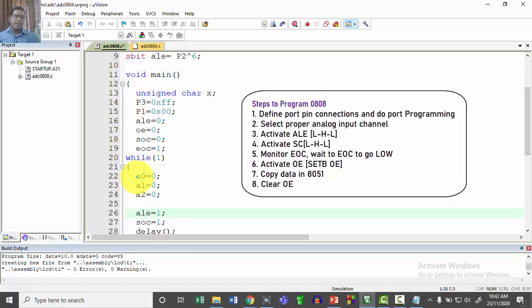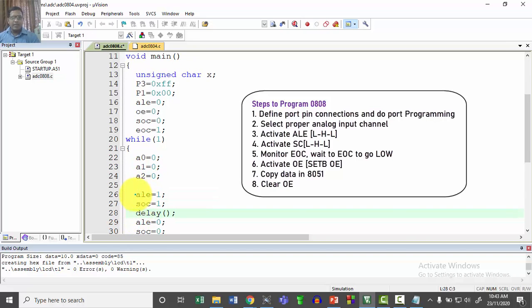So what is step number 2? Configure the address lines. Okay. So A0 is equal to 0, A1 is 0, A2 is 0. So what will happen because of this? Because of these 3 lines which are equal to 0, 0, 0, the channel 0 of the 0808 ADC has been selected.